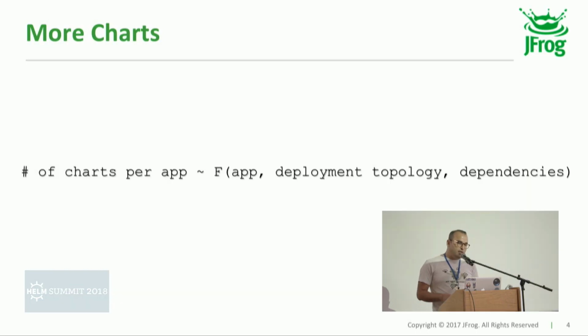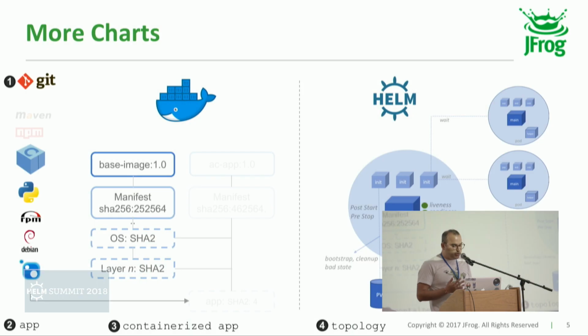So scale, one way to look at scale is the number of charts, right? By number of charts, I'm also including the versions within the chart, right? So a chart version can change if my application changed, or my dependency changed, or my deployment topology changes, right? So let's take a closer look.